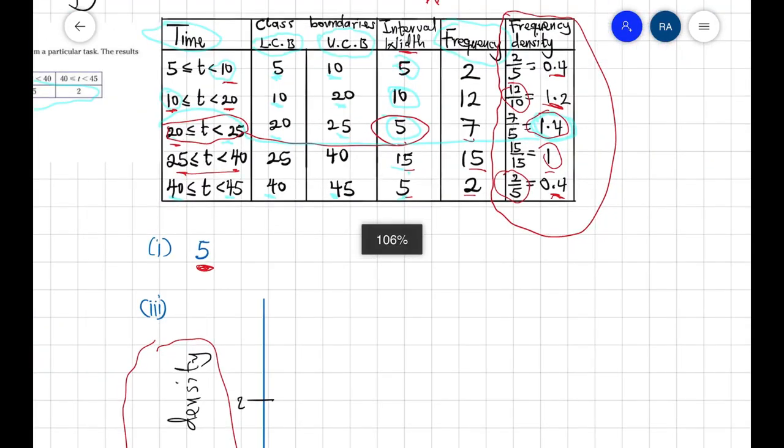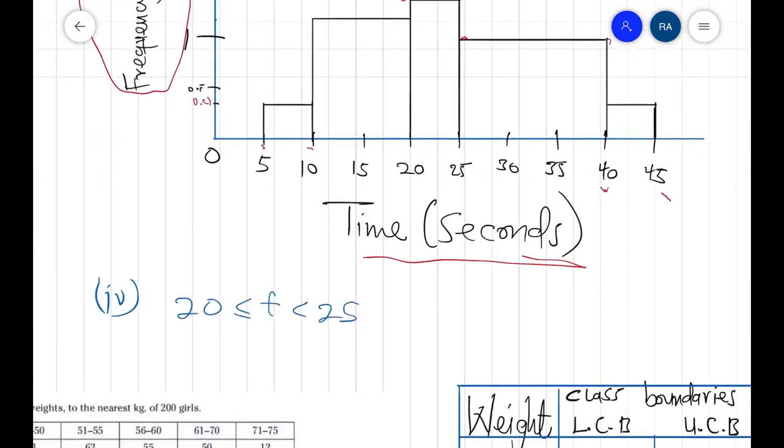Let me minimize it a little bit. So that's our answer. So that should be IV.